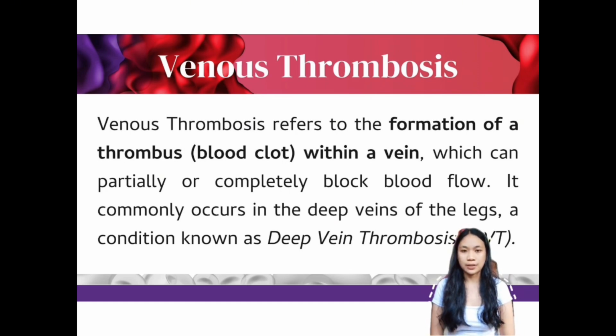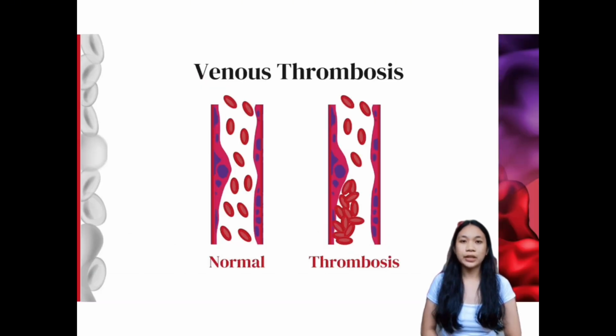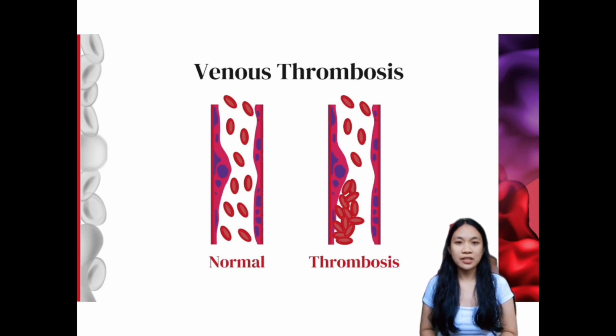So we have here an illustration wherein the left side shows a normal vein where blood cells flow freely within a smooth, unobstructed vessel, while the right side depicts a vein affected by thrombosis. A cluster of red blood cells is visible, indicating a blood clot that blocks or reduces blood flow.